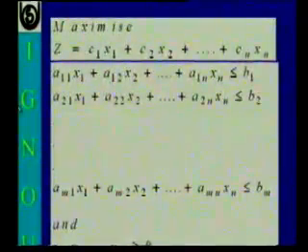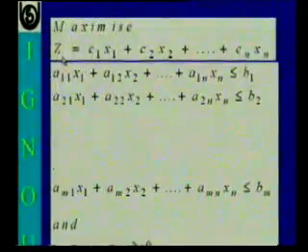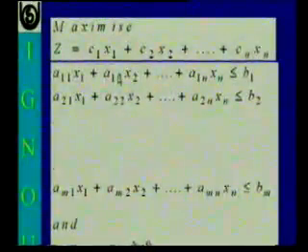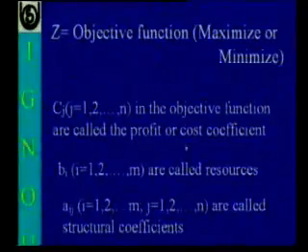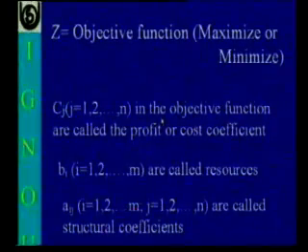We have already explained in the summation that Z is equal to the summation of C times X. Here, Z is equal to C1X1 plus C2X2, and so on if there are n variables. Similarly, these are the constraints, and this is the non-negativity constraint. Z is the objective function which needs to be maximized or minimized. Cj in the objective function are called the profit or cost coefficients. Bi, where i is 1 to m, are called the resources. This leads to the constraints. Aij are the structural coefficients.